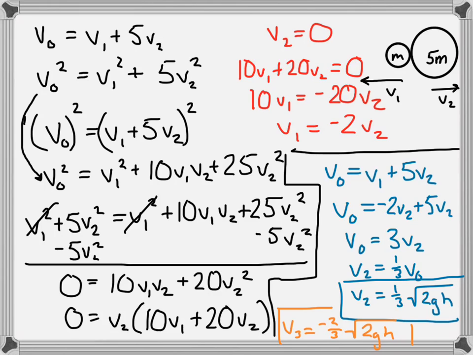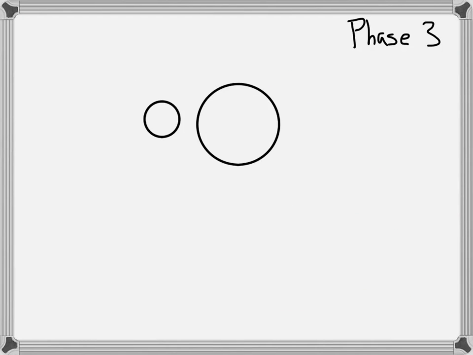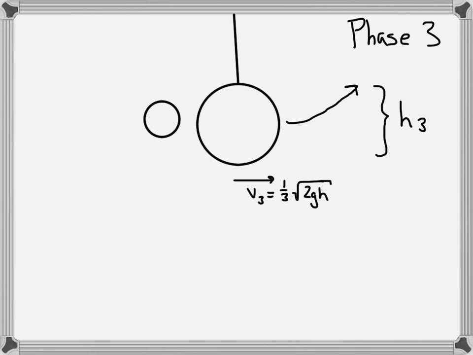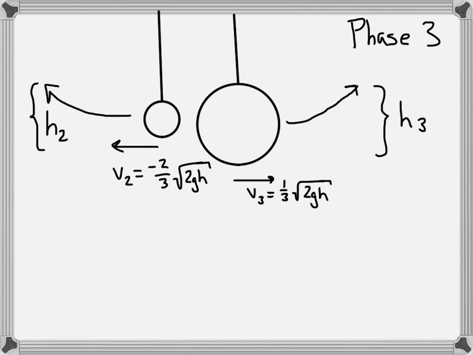So part B is asking for how high each of the balls goes. So let's go on to phase 3. We have the big mass going to the right at 1/3 times root 2gh, and it's going to come up to a height h3. We have v2, the velocity of the little mass, and that's going negative 2/3 times root 2gh after the collision, and it's going to swing up to a height h2. We have to figure out what h2 and h3 are.